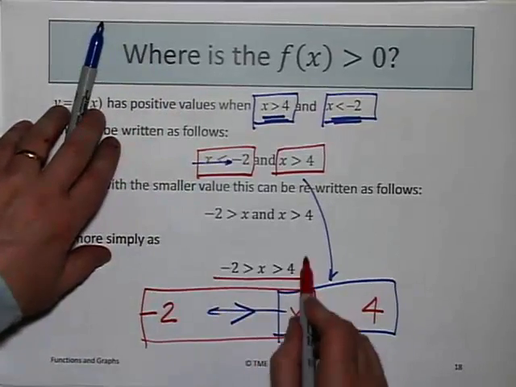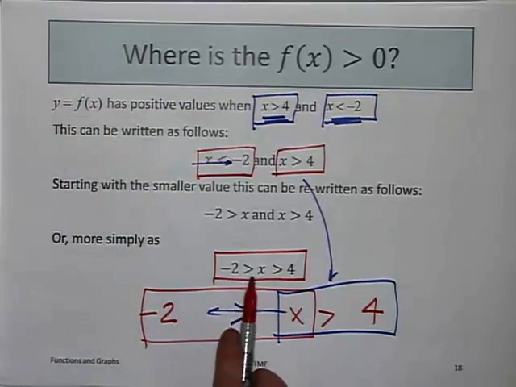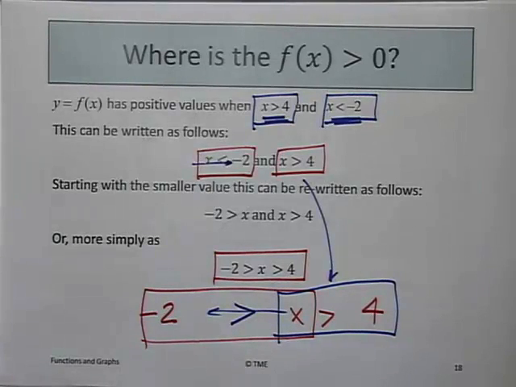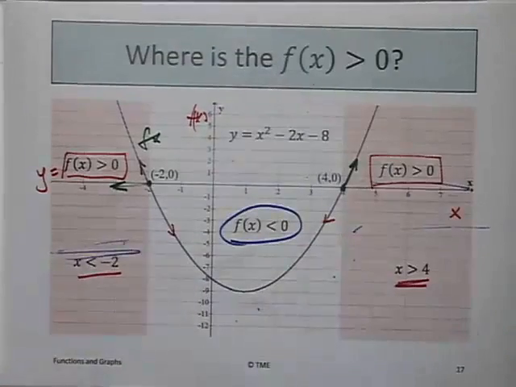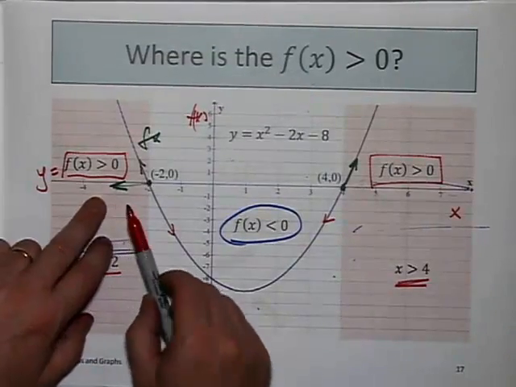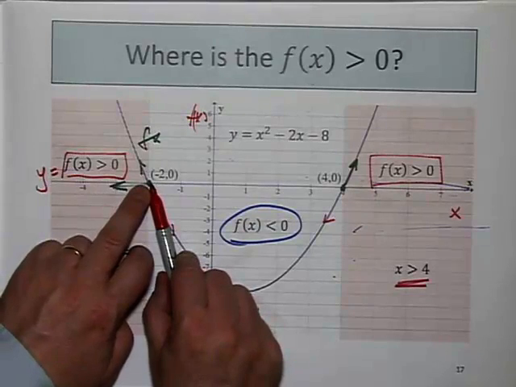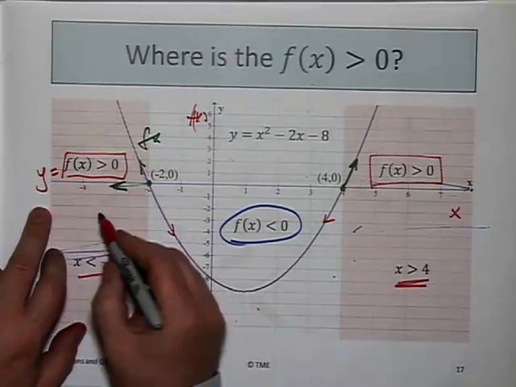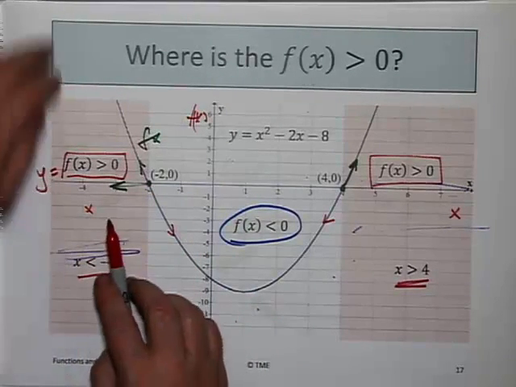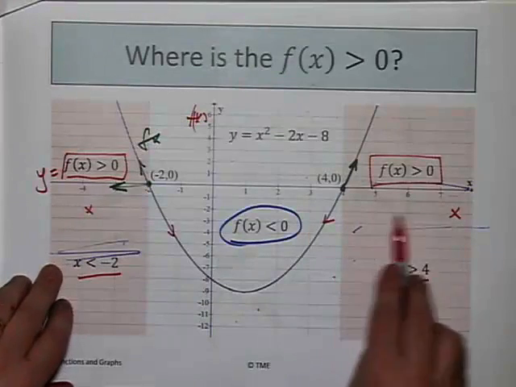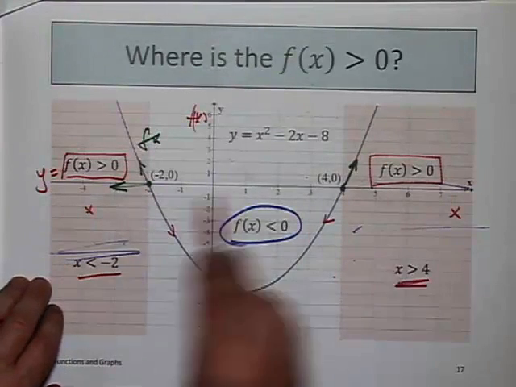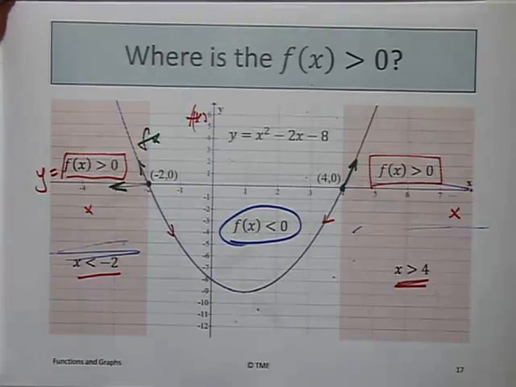So in the end, I just get one equation. Minus 2 is greater than x is greater than 4. Does that make sense? Well, if minus 2 is greater than x, that means that x is here. And that means that it is indeed positive. Similarly, if x is greater than 4, that means it's here, it's positive. So in both of these sides, it's positive.